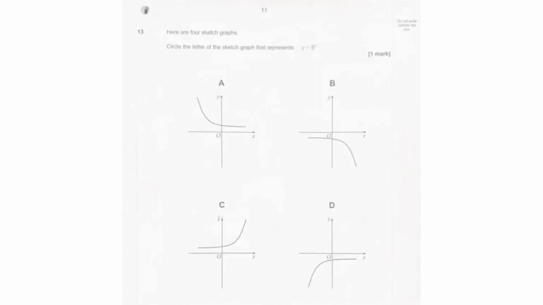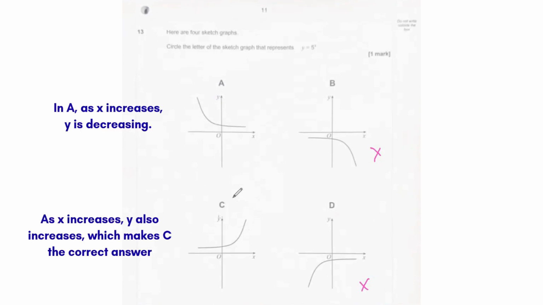Next question says here are 4 sketch graphs. Circle the letter of the sketch graph that represents y equals 5 to the power of x. So y equals 5 to the power of x is going to be above the x-axis. So these two are out of our options. Now, y equals 5 to the power of x is going to be c. The reason why it's c is because it's an increasing function. In a, it's a decreasing function. We're going towards the x-axis over here, whereas over here, we're going away from the x-axis. So it's c.